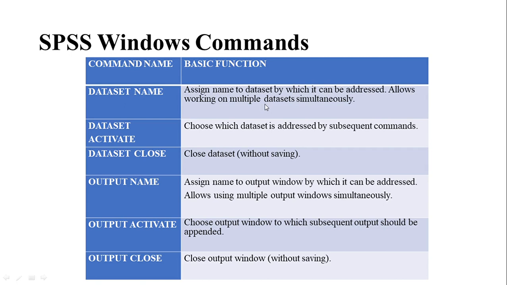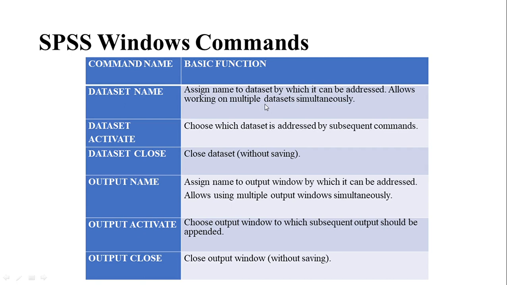Then we have output name. This is used to assign a name to an output window by which it can be addressed, allowing the use of multiple output windows simultaneously. After you've run your analysis, you can save the output, maybe for future use. So we use output name to assign a name to your output so that maybe you can reference it later.